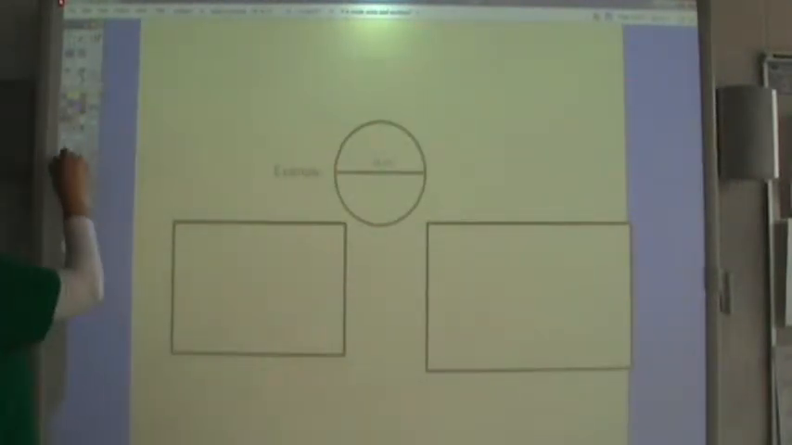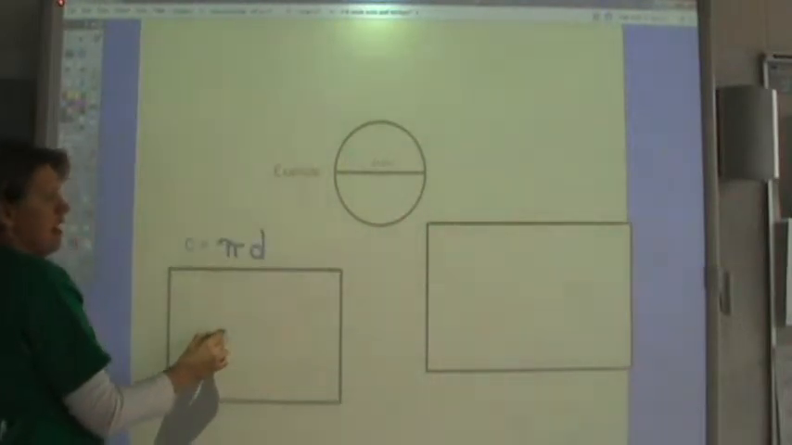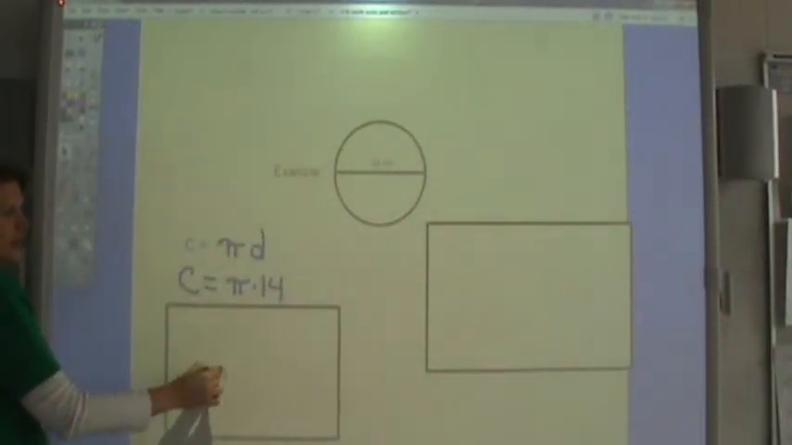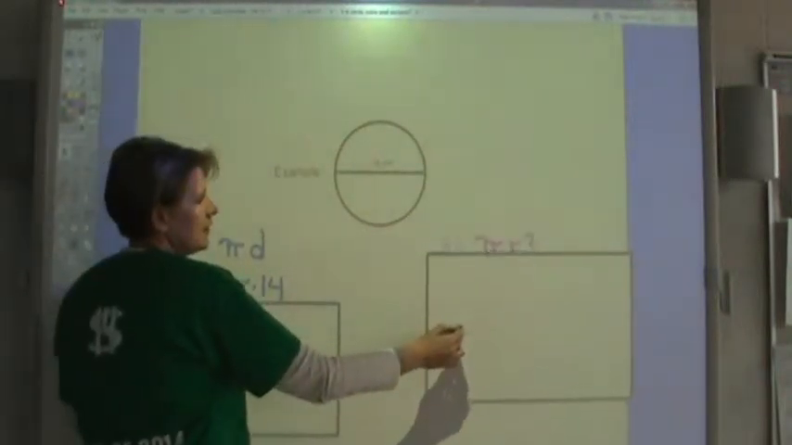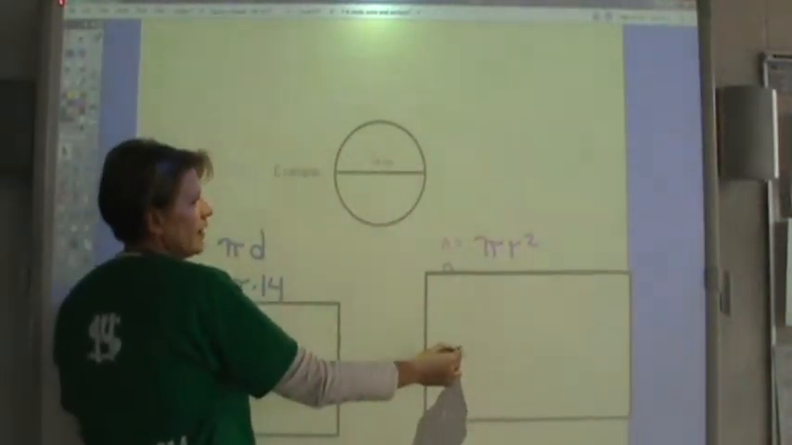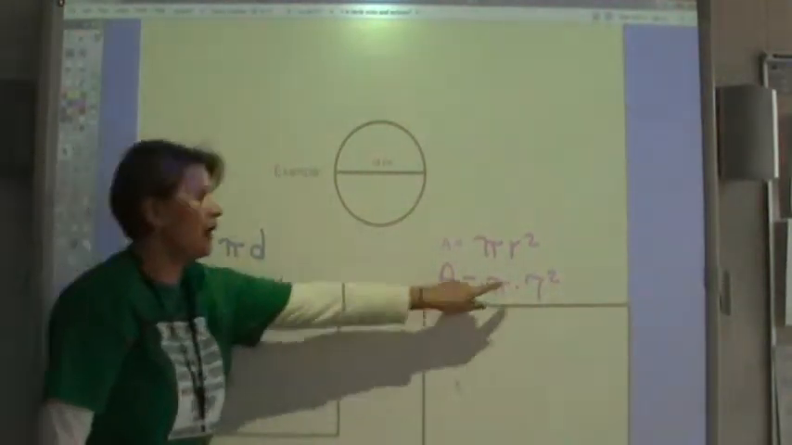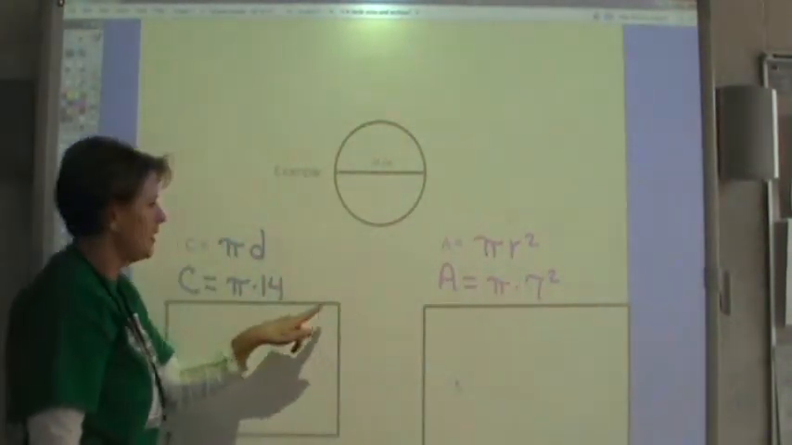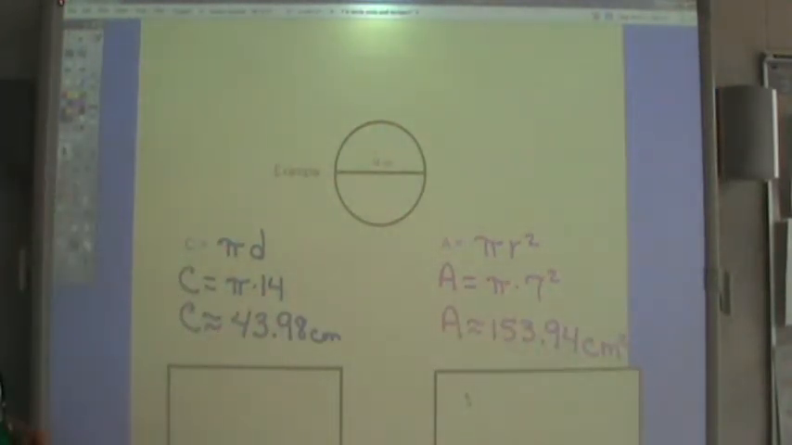Okay, so for example, if we were to do the circumference of this circle, I'd go pi times diameter, so it'd be pi times 14. On this one, if I'm going to do the area, it's pi r squared, so it's pi times 7 squared. 7 squared is 49, so this is going to be a lot bigger than our 14, and it is.